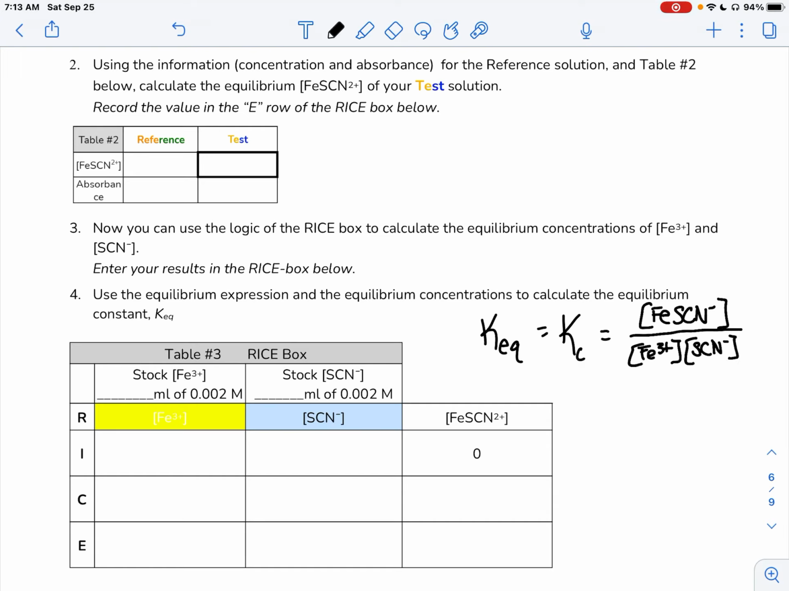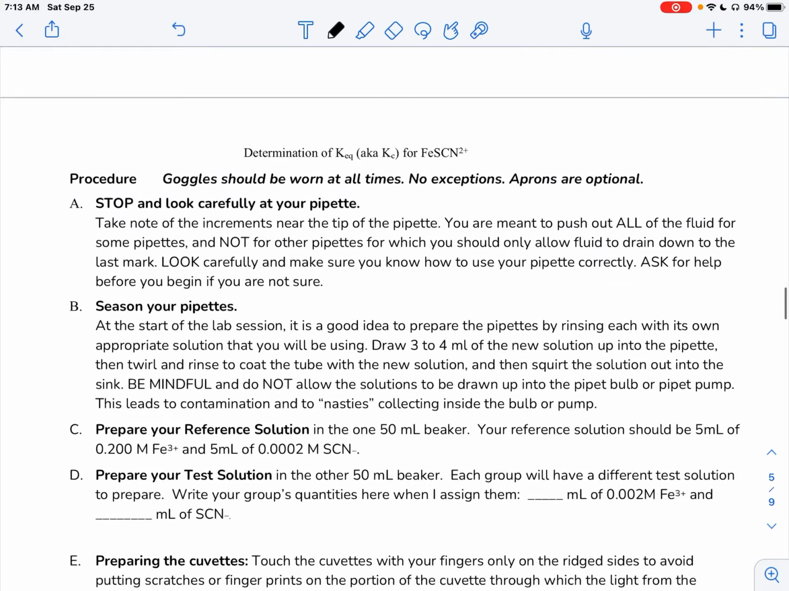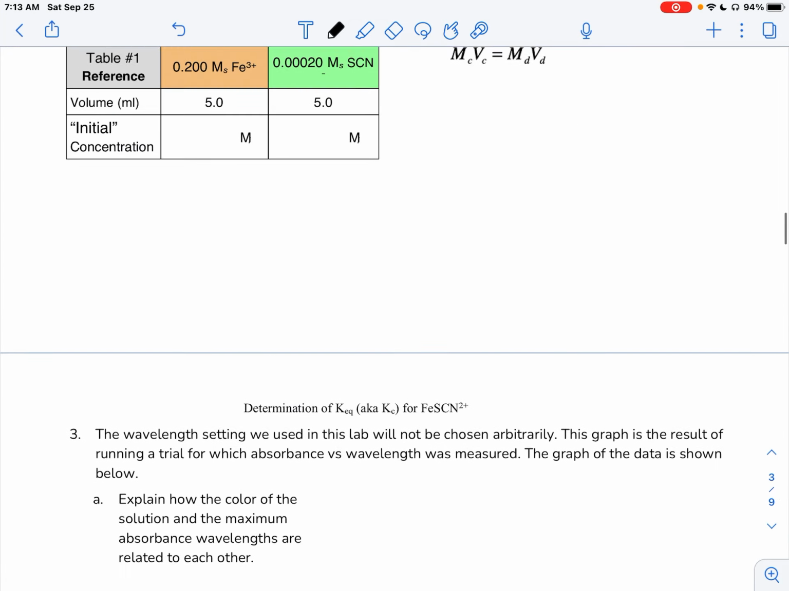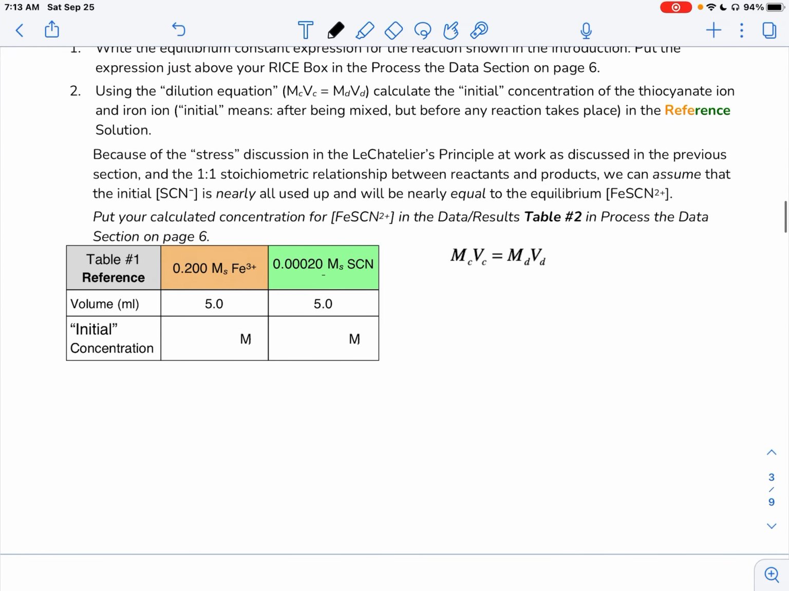Okay, so that's the expression that we'll use to figure out what Kc is. So that's pre-lab number 1. Pre-lab number 2, using the dilution equation, calculate the initial concentration of the thiocyanate and iron ion. Initial means after being mixed but before any reaction takes place. So it's like this imaginary situation in the reference solution, okay?